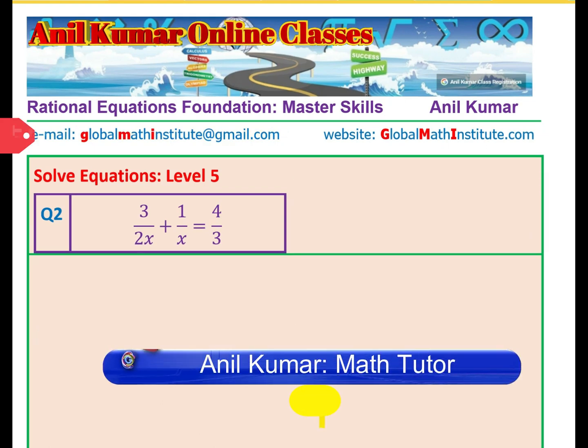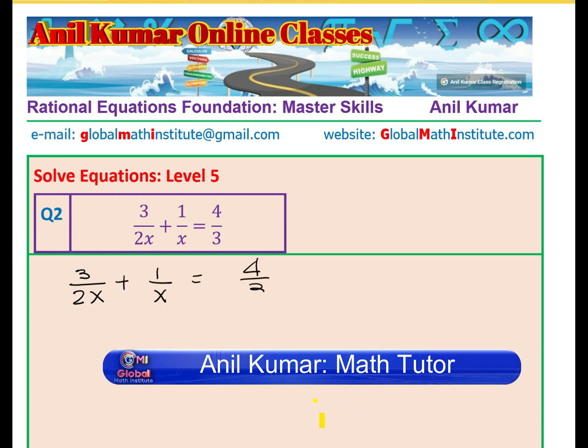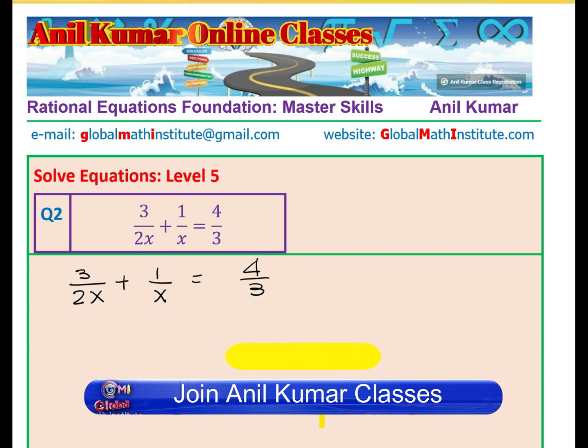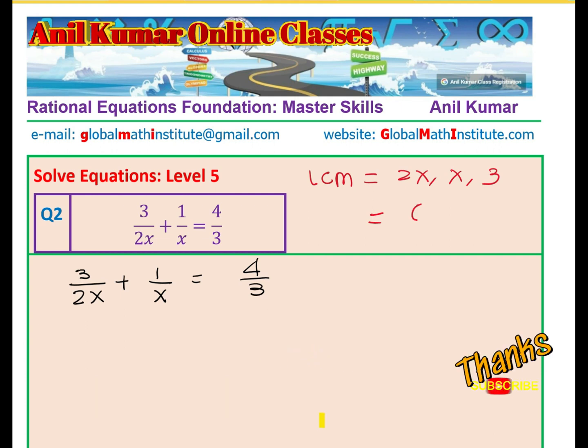Now let's take up question number 2. I hope the strategy is absolutely clear. So let's rewrite the equation as we did earlier. It becomes 3 over 2x plus 1 over x equals 4 over 3. So tell me, what is the next step? Of course, we have to find the lowest common multiple. In this case, the terms are 2x, x, and 3. So the lowest common multiple has to be 6x. Correct? So we'll multiply each and every term with 6x.